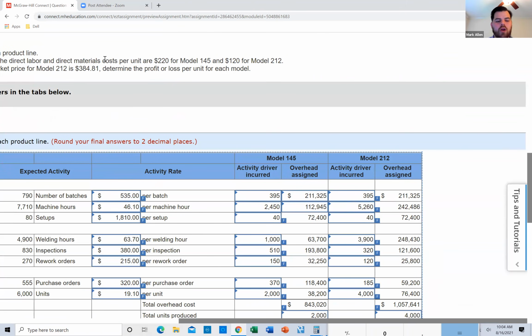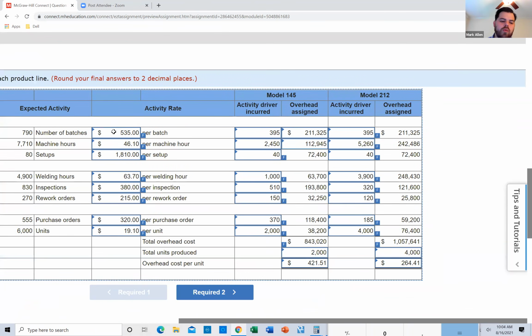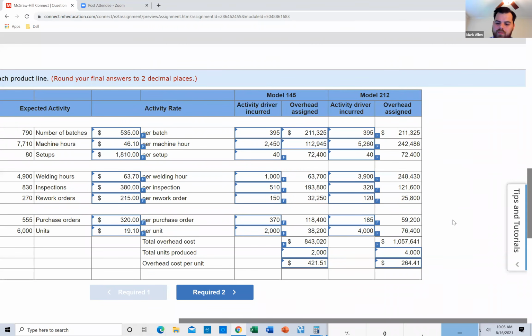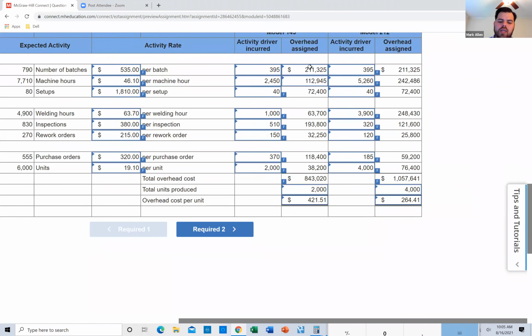Next, per machine hour, I'd go back, find my machine hours, and drop those in. At this point, we take 535 times 395, here's that. 4610 times 2450 is this. 4610 times 5260 is this. I'm going to do that all the way down, and that's going to give me this column and this column. Whenever I get done, I'll just add up all the numbers in this column and all the numbers in this column, and that gives me 843 and 1,057.